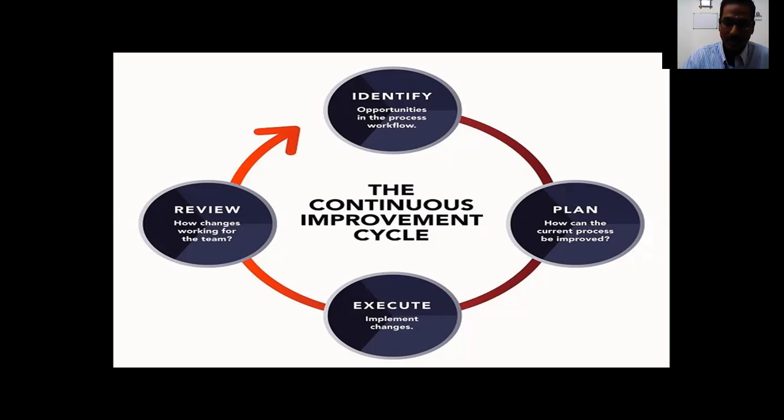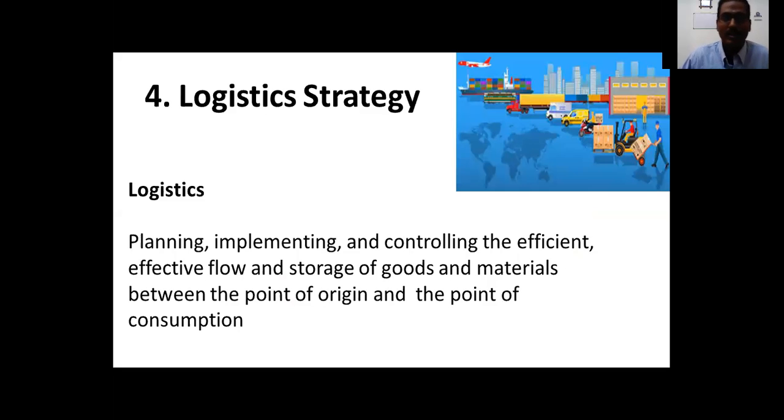Now we continue with today's topic, which is logistic strategy. So what is logistics? Logistics is planning, implementing, and controlling the efficient and effective flow and storage of goods and materials between the point of origin and the point of consumption. So what is the point of origin? Point of origin means the place where it is manufactured. If it is a produced product, then the point of origin is the manufacturing place, and the point of consumption is the place where the customer really uses the product. So this is one side.